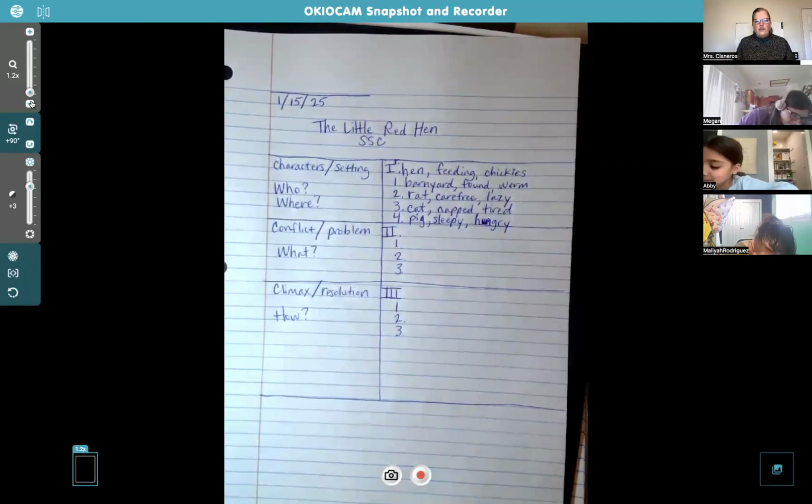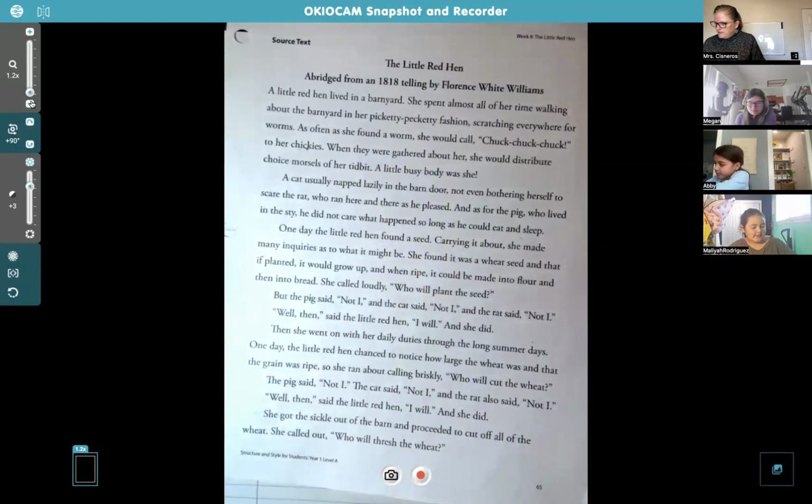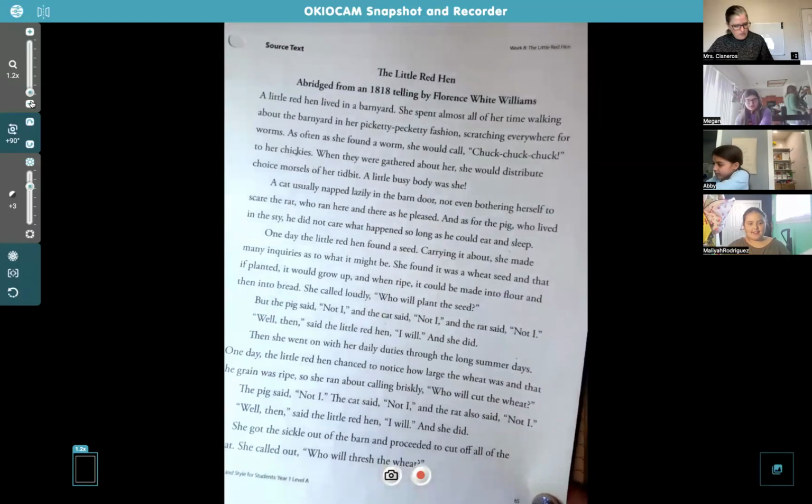There we go. Sleepy and hungry. Good. Now we've got all the characters. We got the setting in the barnyard. Now we're going to move on to what happens. What is the problem? We're going to move into that. So Malia, what does the little red hen find as she's out pecking around? She finds something after she feeds all of her chickies. She finds a seed. She found a seed.